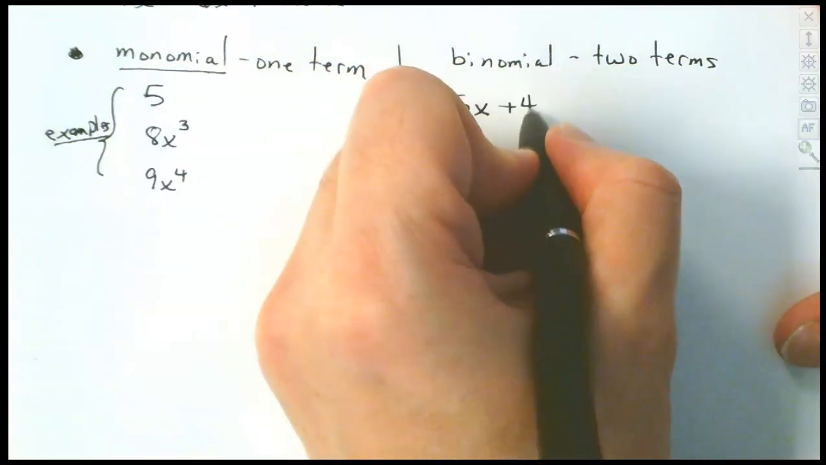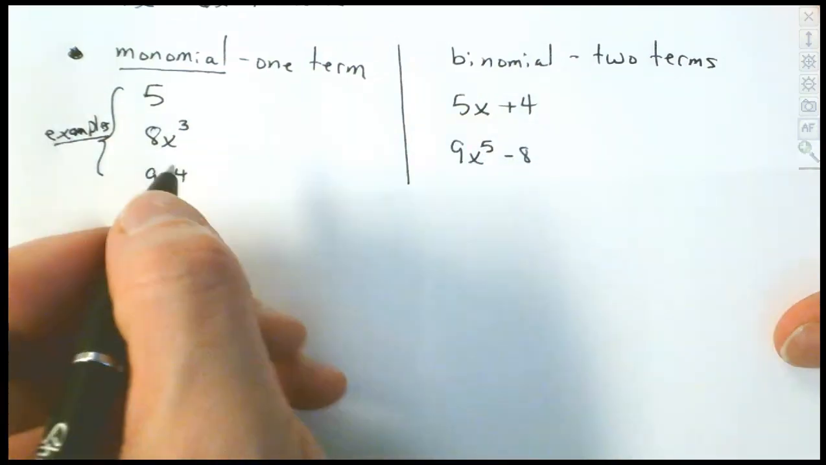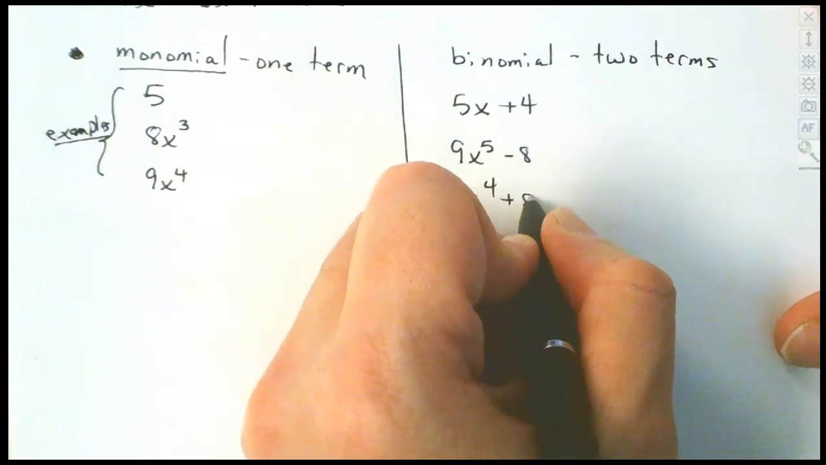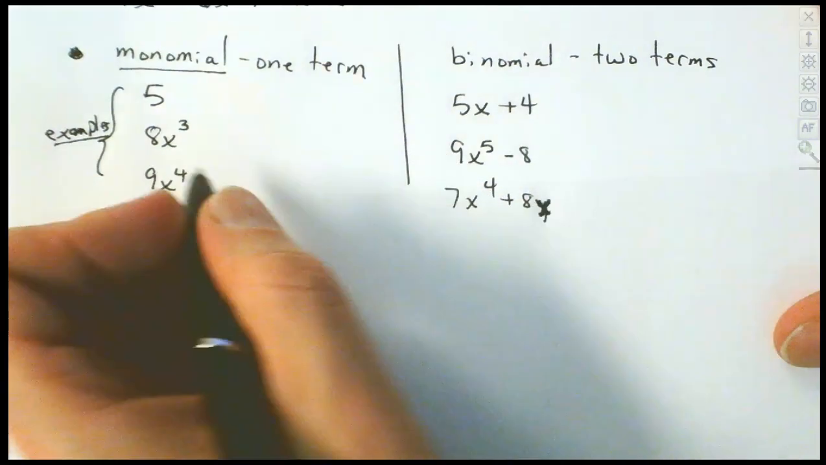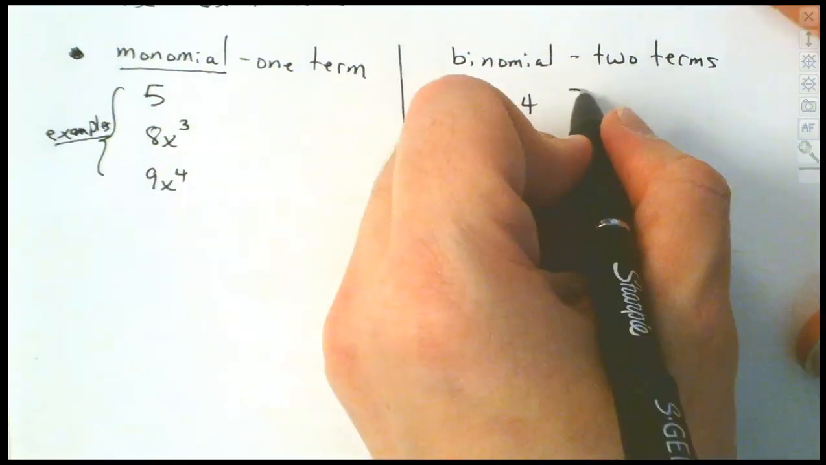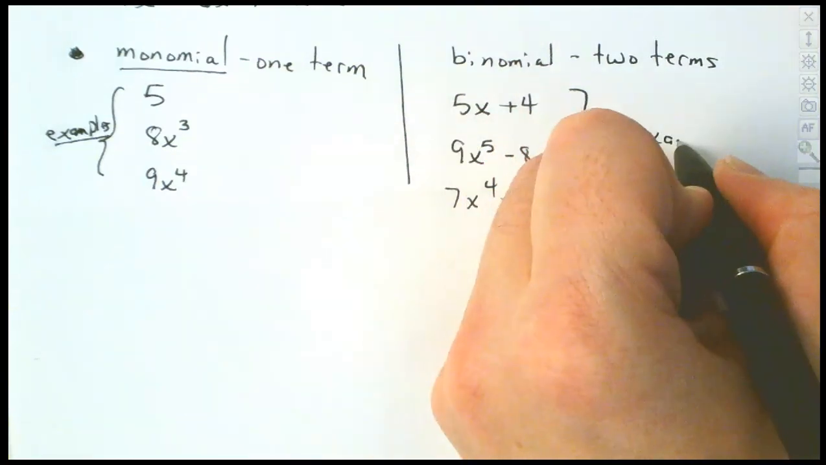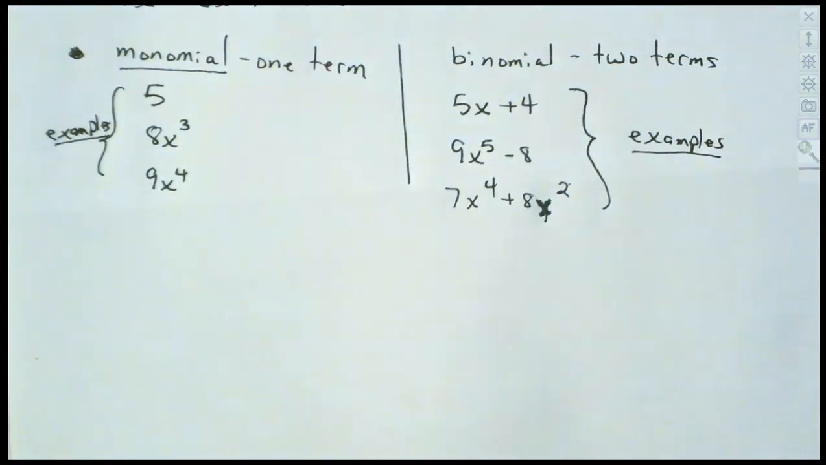5x plus 4. 9x to the fifth minus 8. 7x to the fourth plus 8. We can use different variables, but let's just use the same one. Let's say 8x to the second. These are all examples of binomials. And again, I think of a bicycle. Bicycle has two wheels. Okay, so these are all going to be binomials.